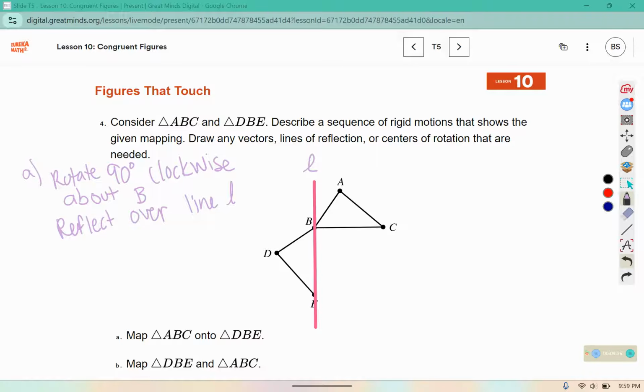For B, we are going to go the opposite way. This is now the new, so we can switch it. We can reflect it first, and then we can rotate it this direction to line up there.